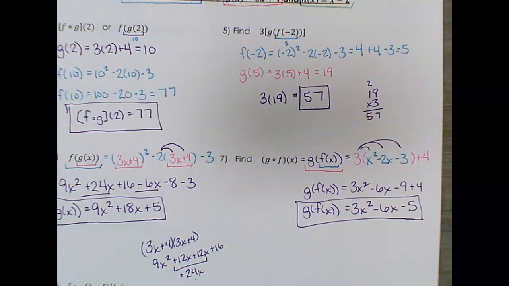So check your answer with mine on number 7. You distribute the 3 to all 3 terms of the f function, and then you combine your like terms. Negative 9 plus 4 is the negative 5 you see here for a constant.